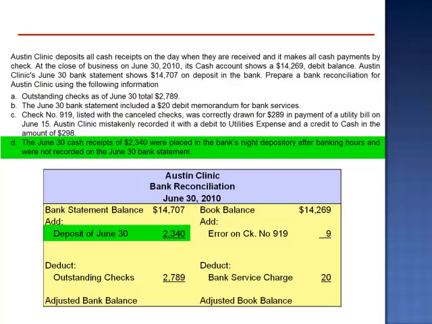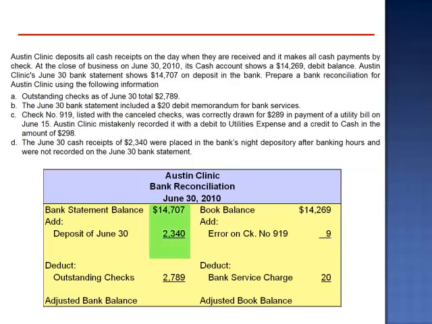The final step is to simply do the subtotals. We start with $14,707 as the bank statement balance. We add the deposit in transit $2,340, giving us a subtotal of $17,047, from which we subtract the outstanding checks. $2,789 gives us an adjusted bank balance of $14,258.